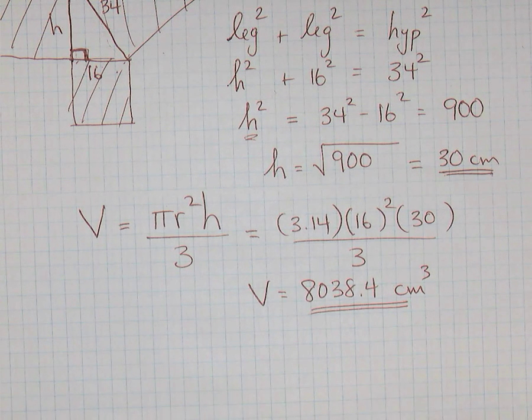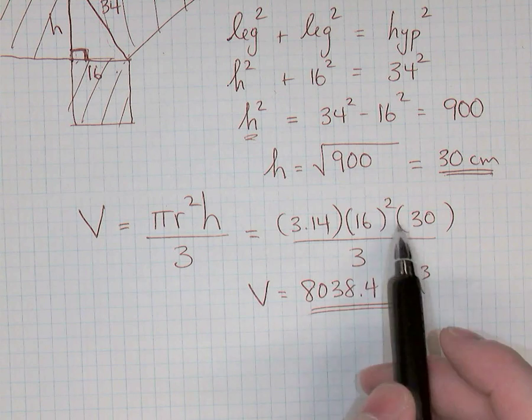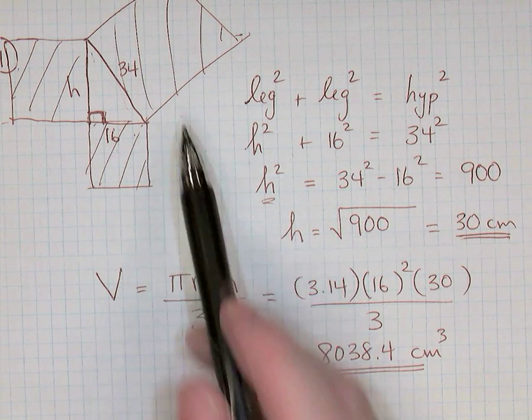Now, if you get everything up to there, you're doing very well. Okay, that's the volume part of the worksheet. But let's consider significant digits. The radius and the slant height were both 2 digits in the original problem, 16 and 34.